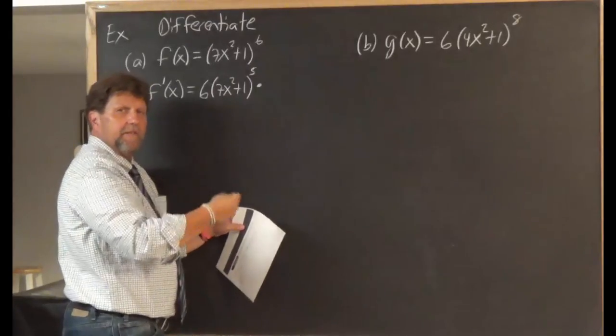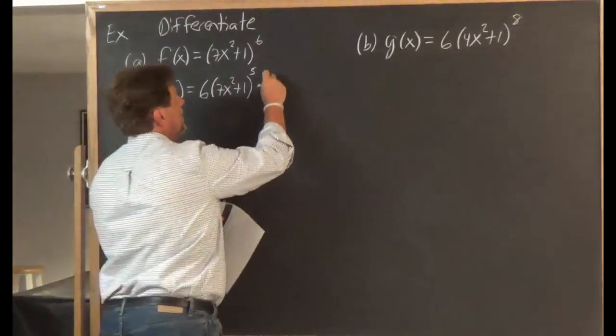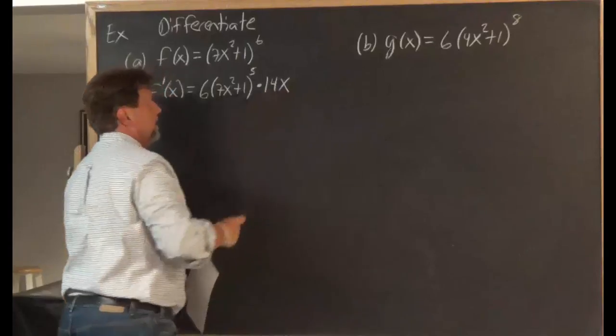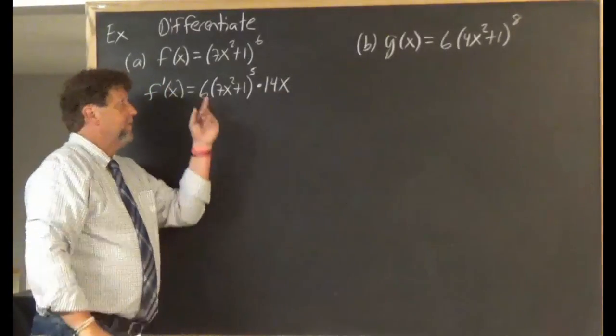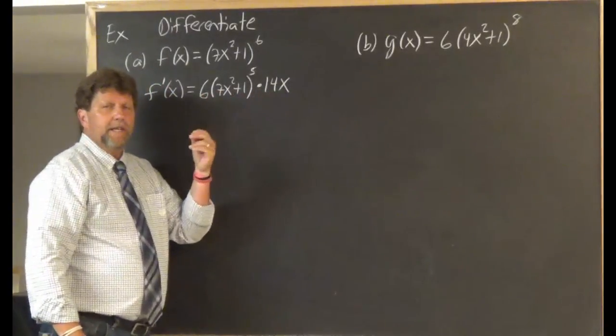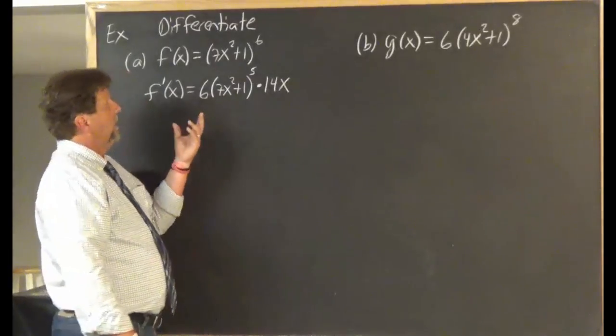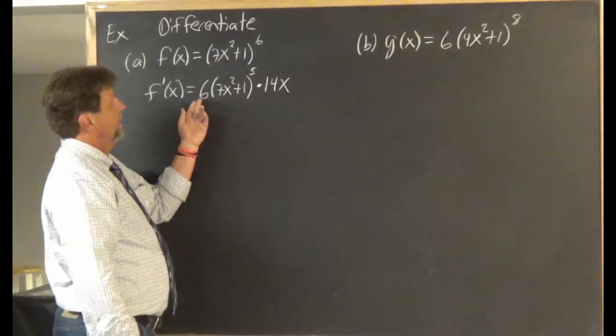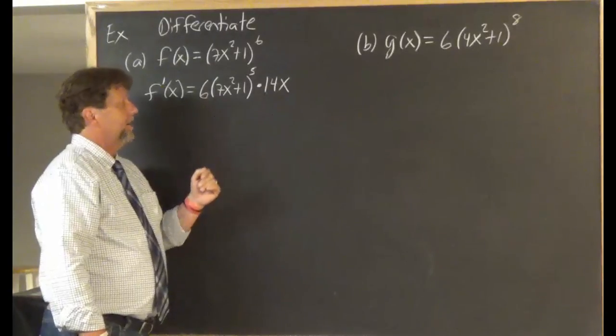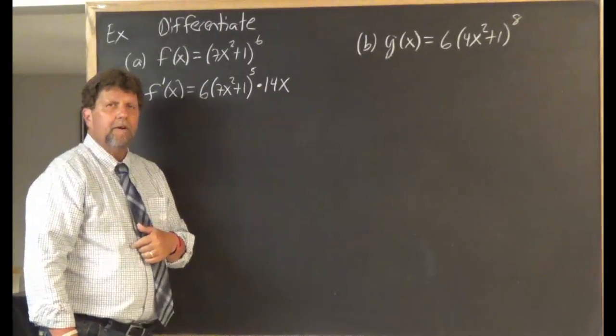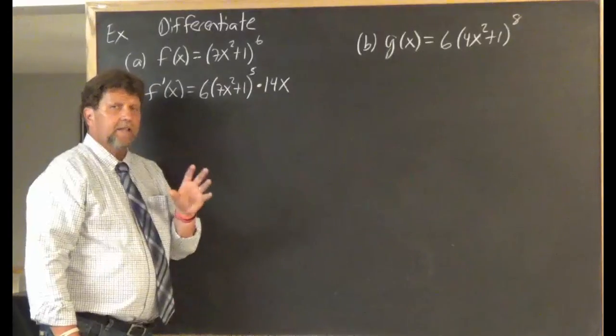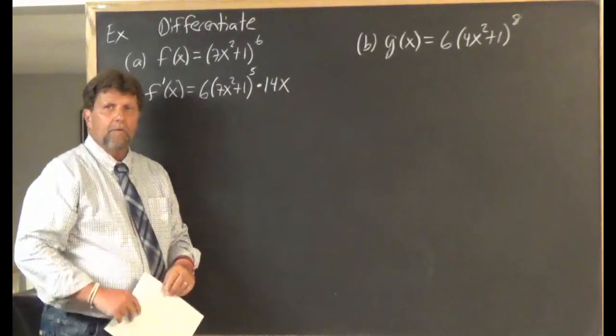Well, the derivative of 7x squared plus 1 is 14x. And if you want, you could take the 6 times the 14x, multiply that together to get 84x times the quantity 7x squared plus 1 to the 5th power. But that's it. That's all there is to it using the chain rule.